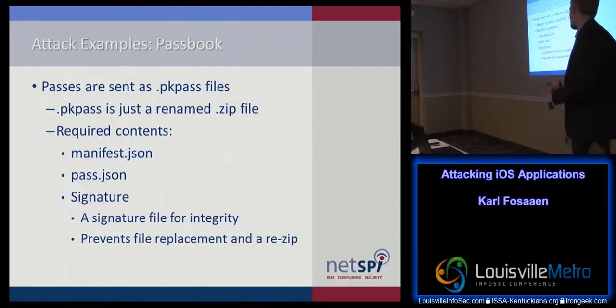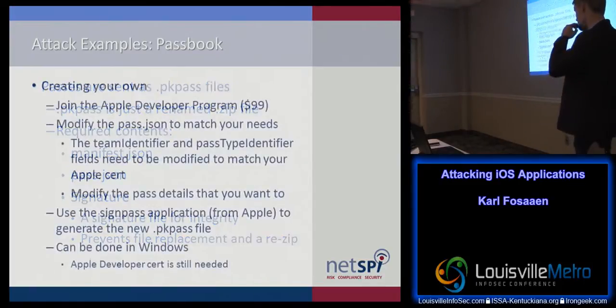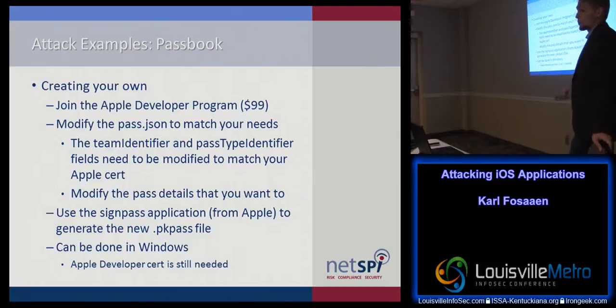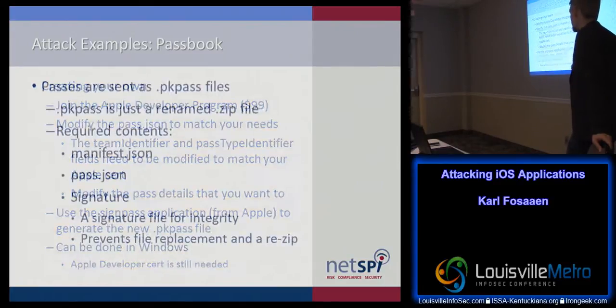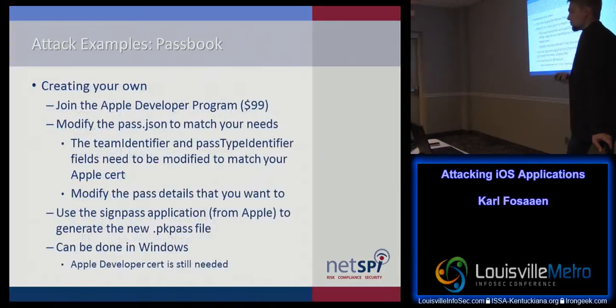The signature is for file integrity. It's going to prevent you from modifying the pass.json. It's going to prevent you from replacing photos, things like that. However, this can be bypassed. So instead of just changing what's in there and rezipping it and sending it to yourself, the signature prevents that. We can bypass this with the Apple Developer Program. It's $99. You actually get a lot of really nice resources, but you also get the ability to sign your own Passbook passes. You get an Apple Developer Certificate that signs these passes with that signature file, and then your phone trusts them.